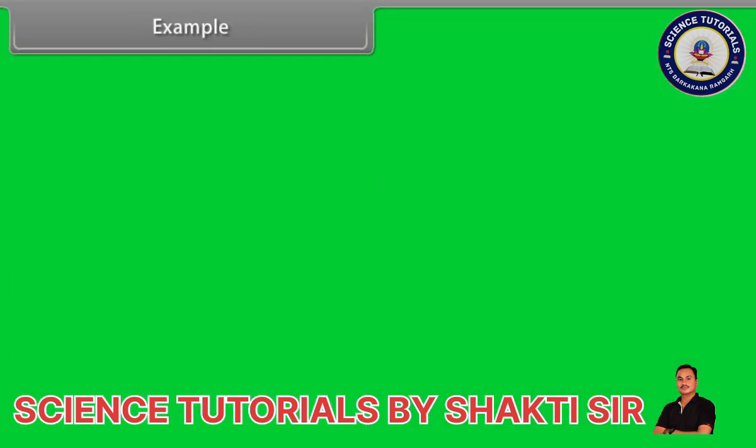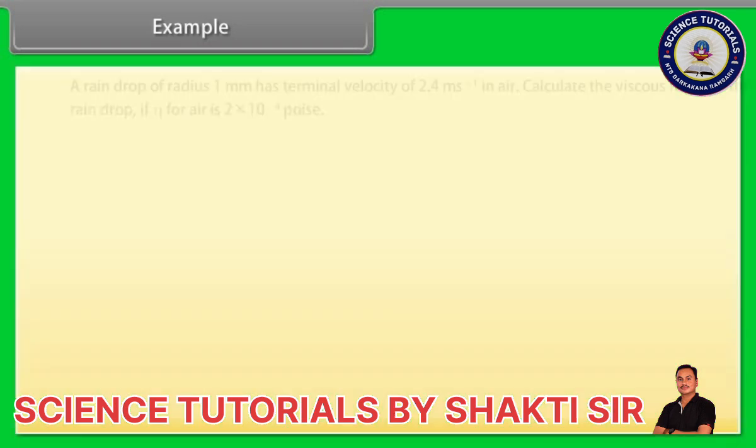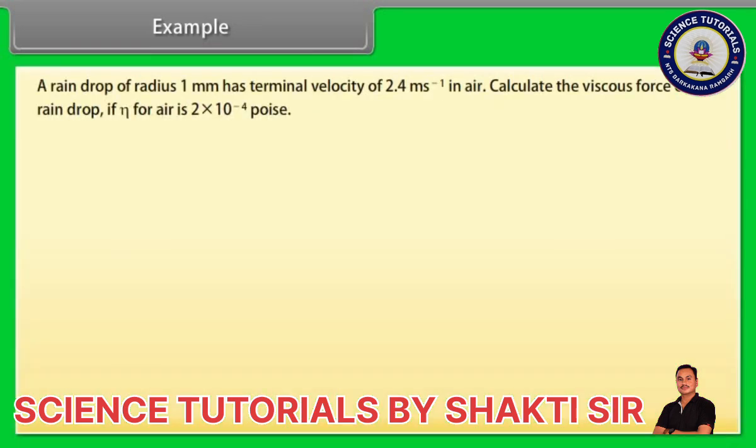Example. Let's take an example on Stokes' law. A raindrop of radius 1 mm has terminal velocity of 2.4 meter per second in air. Calculate the viscous force on the raindrop. If eta for air is 2 into 10 raised to the power minus 4 poise.